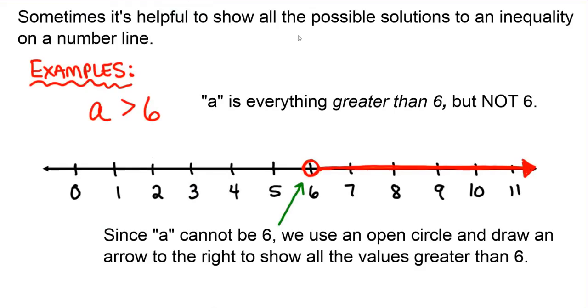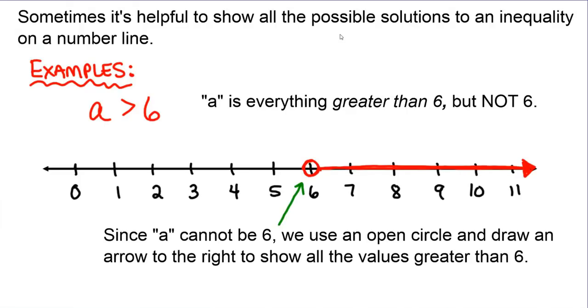Sometimes it's helpful to show all the possible solutions to an inequality on a number line. So we're going to show all the possible solutions by plotting them on a number line. So if we look at this example, a is greater than 6. That means a is everything greater than 6, but not 6. It could be 6.00001 and may still be true, but it cannot be 6 exactly.